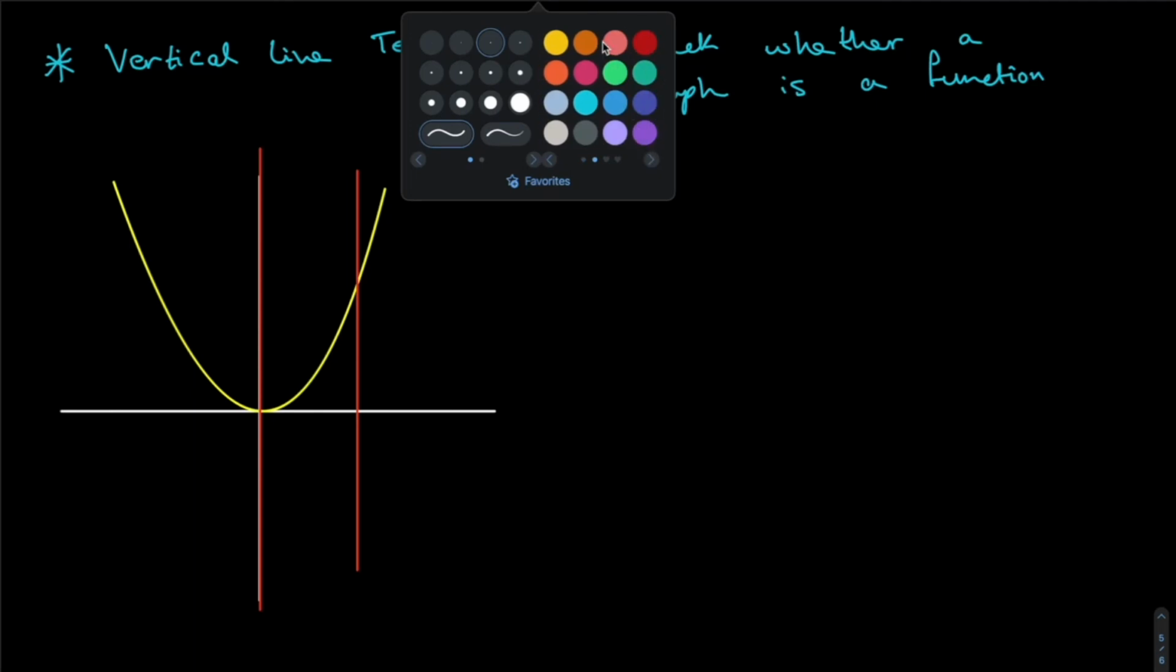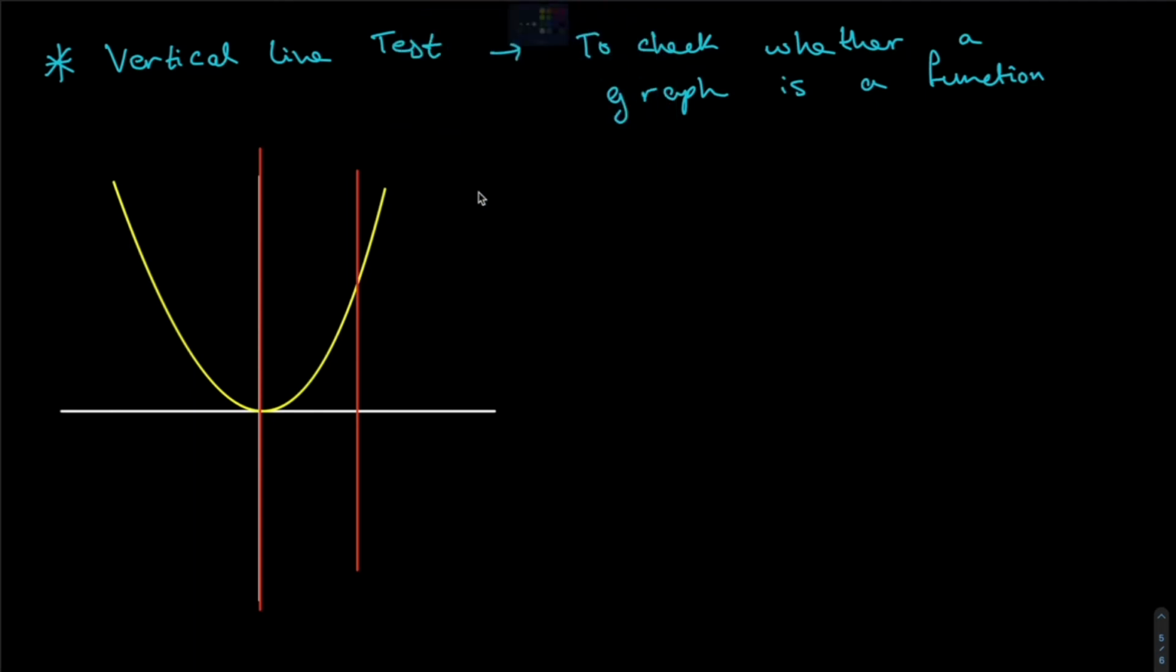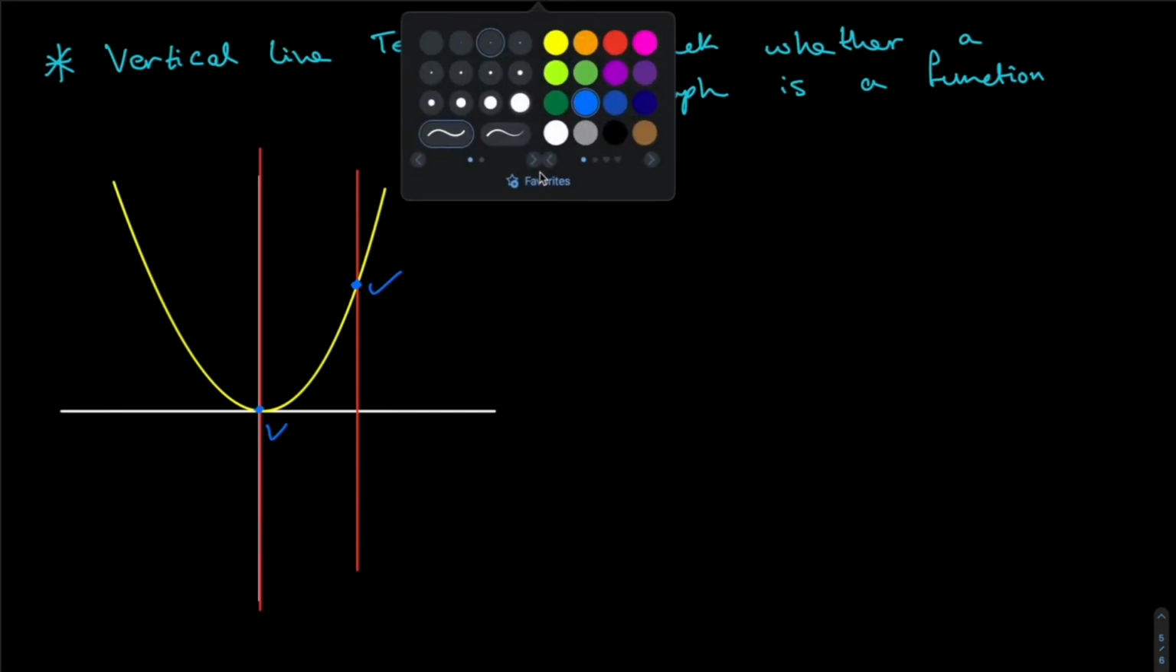So I'll take another color here, blue. There's an intersection point here, and there's an intersection point here. What we're looking for is basically one intersection per vertical line, right? So as you can see, there's only one intersection here, so that's all good. There's only one intersection here. That's all good.